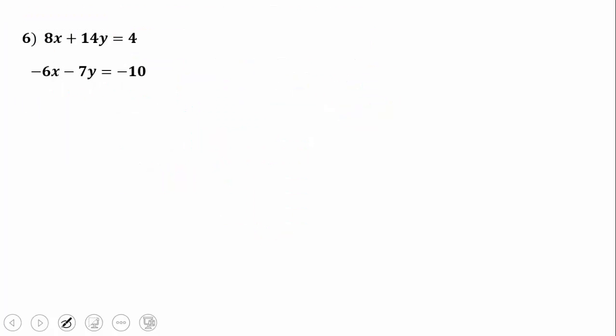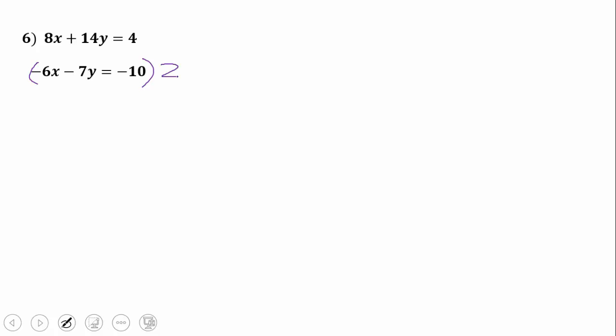Moving on to our second example, 8x plus 14y equals 4, and negative 6x minus 7y equals negative 10. Again, we have some options here. We could multiply both equations by a constant so that we could eliminate our x terms. But again, I'm drawn to the y term. And when I go to the y term, I see that they are opposite signs, just like the x terms are. But 7 and 14 are compatible, where 8 and 6 are not. So in this case, I only have to multiply one equation instead of two.